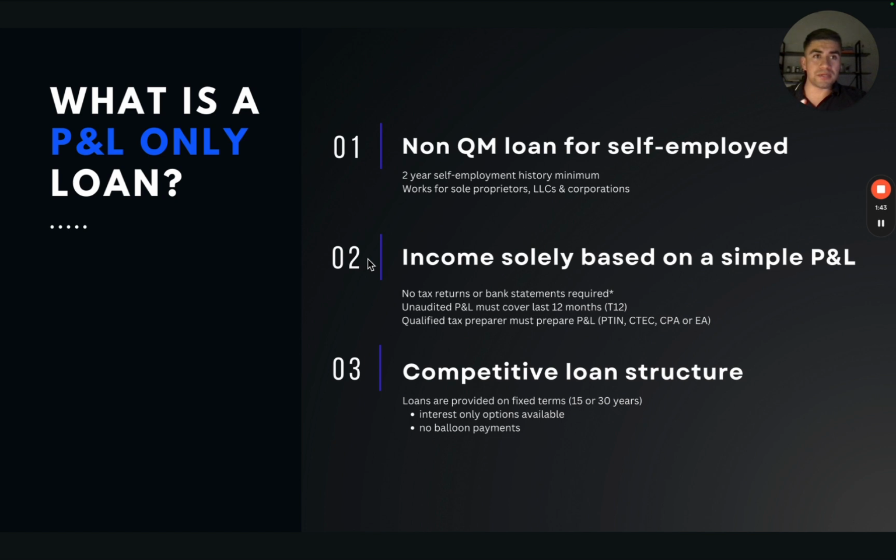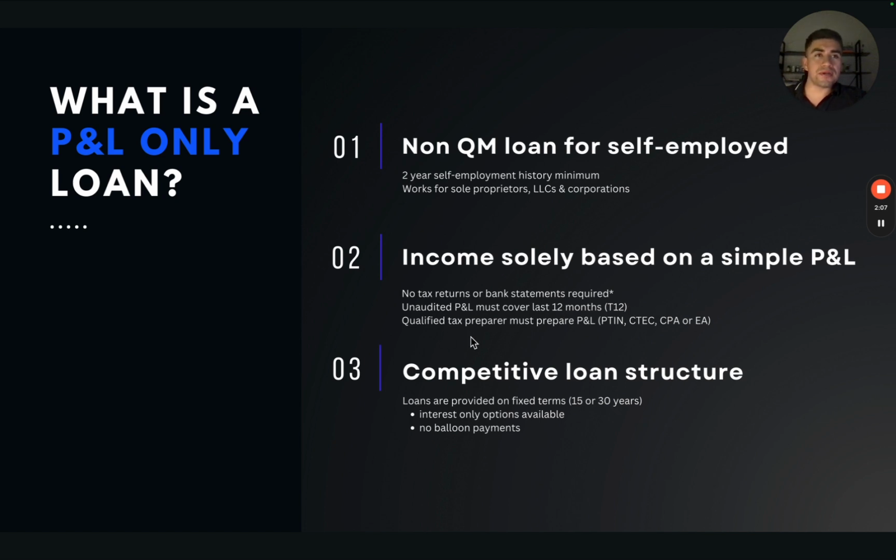Okay, so when we're talking about the P&L, we're not talking about the P&L that's found in your tax return, Schedule C. We're talking about an accounting P&L, right? So just a simple accounting P&L. It is an unaudited P&L that has to cover the last 12 months, also known as a trailing 12-month P&L or a T12.